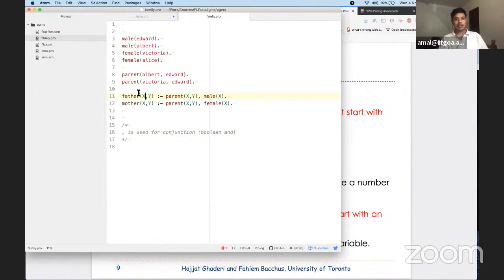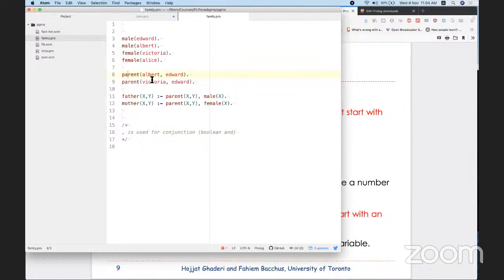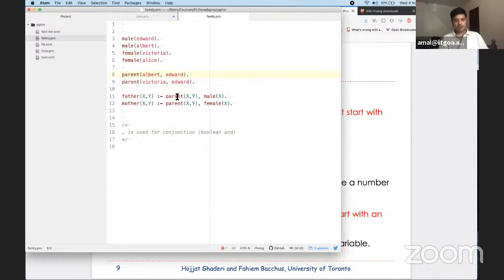It's just that here, when I write parent, I mean that, in the order I have written it, Albert is the father of Edward. That's why I say it that way. But you could also define it the other way. You could say that Edward is the parent of Albert, but you have to write your rules according to that.